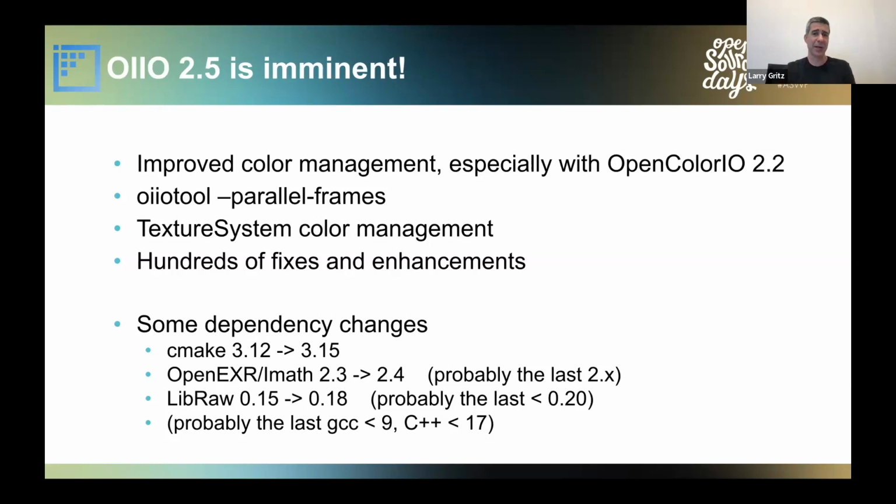So the big improvement for this year that I want to call out is that we have a really improved integration of OpenColorIO, especially for version 2.2. So if you don't pay attention to what's going on in OpenColorIO land, 2.2 is a really exciting, this is really last year's release, but it's a really exciting new set of features.